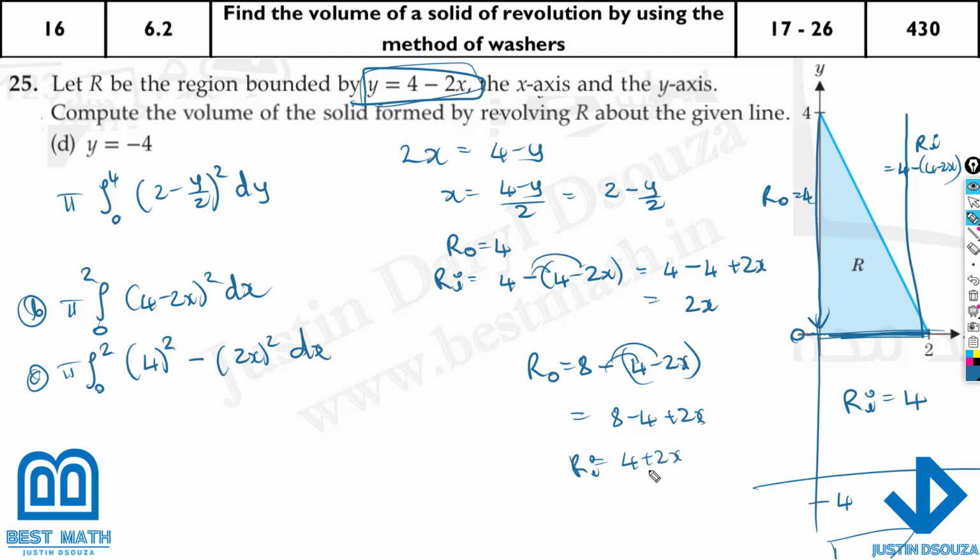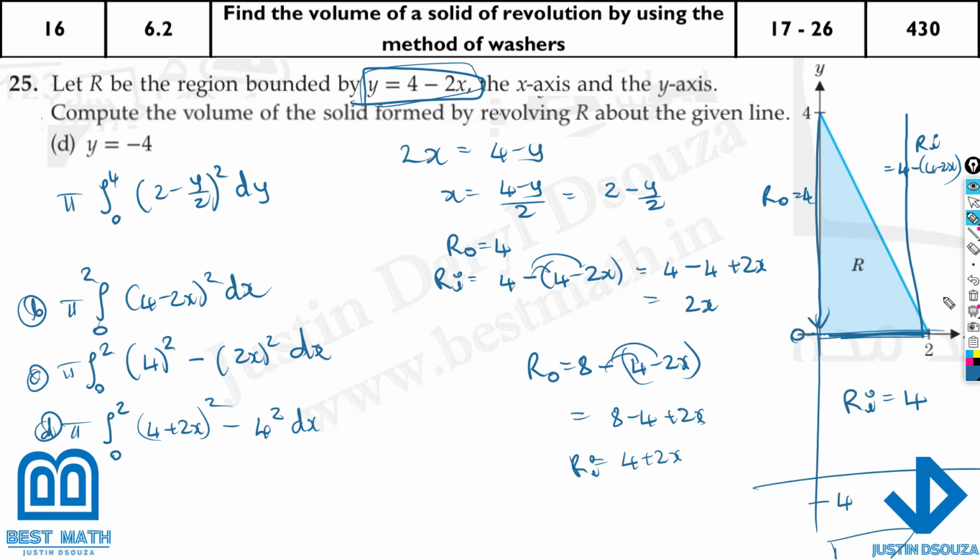Now there's one more way to write this. Let's try both. Okay, so option D would be, from here to here, it is 0 to 2 along the x-axis. And then we have outer radius of 4 plus 2x, minus 4 squared, both are squared, dx.